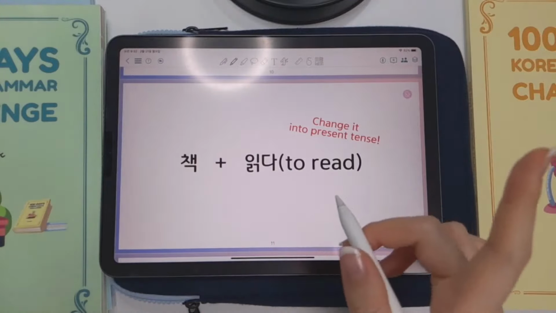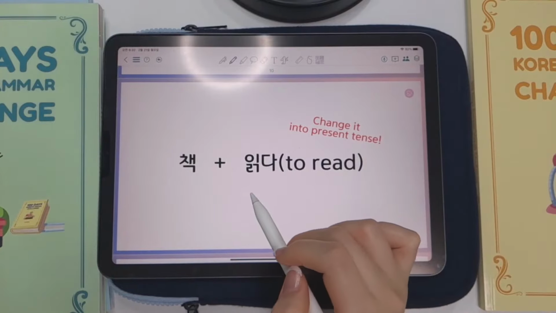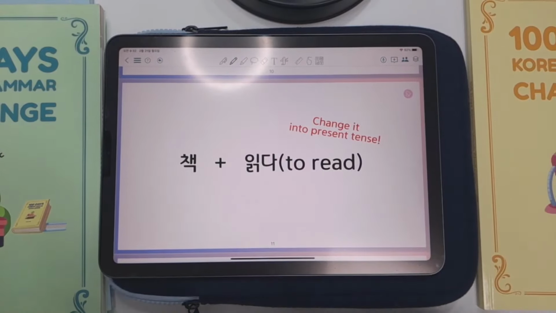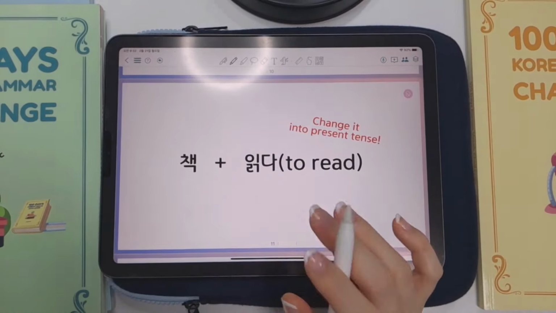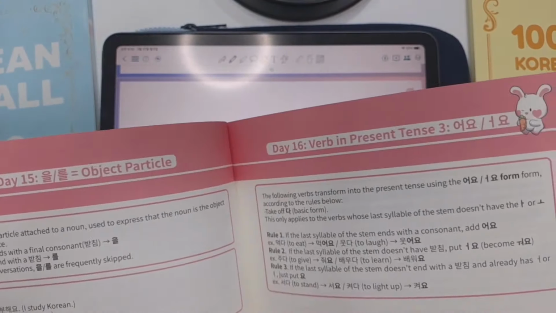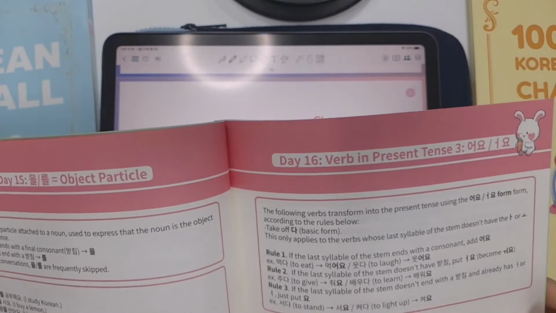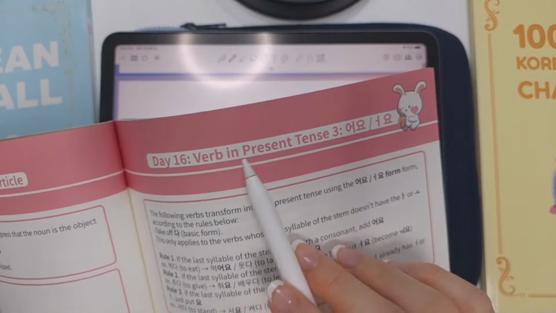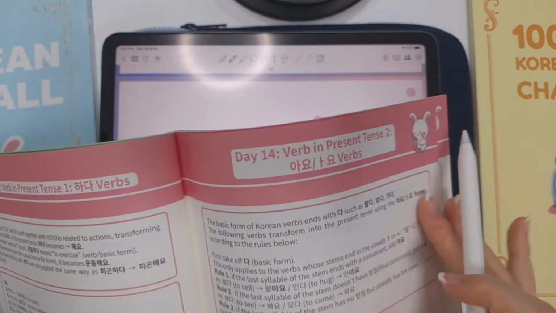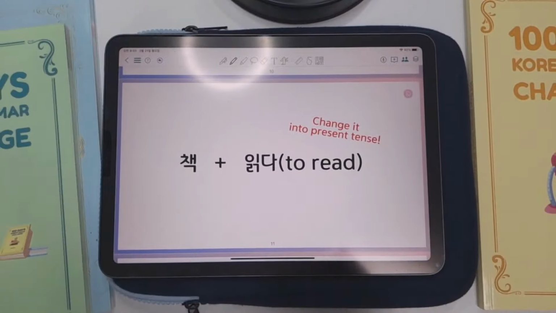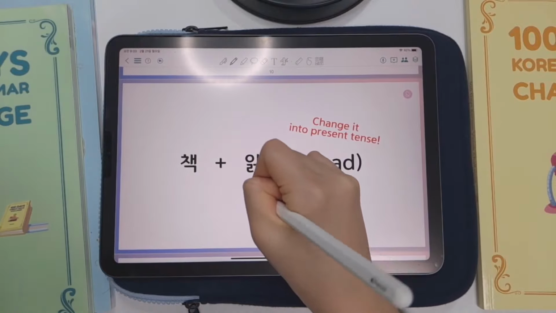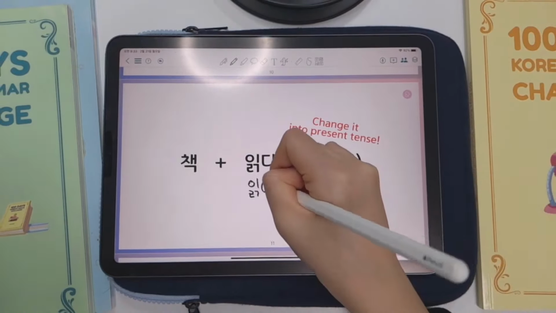Okay, so first let's change this one into present tense. 읽다. Actually we didn't learn it and it's on our textbook page 27, day 16, and it's about oyo, not ayo. We already learned about ayo, but it's about oyo. So let me give you the answer because we didn't learn it yet. 읽다 in present tense is 읽어요.